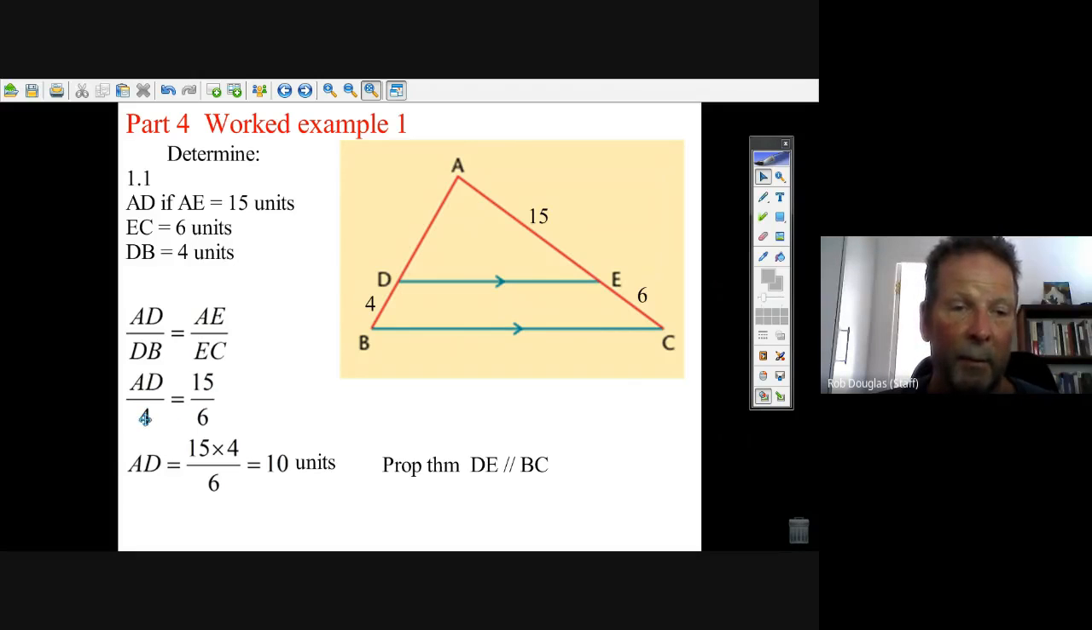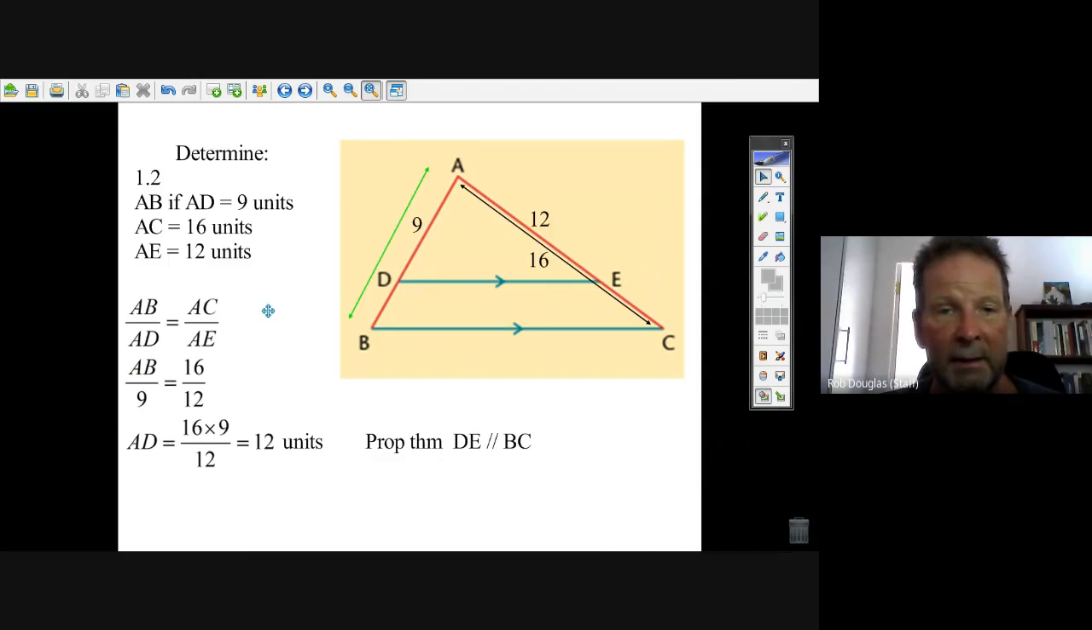Then I take the 4 and multiply it by 15, solving for AD here. I get 60 divided by 6. AD is 20 units, and I've got to remember to write proportionality theorem because DE is parallel to BC. That's why we can use the proportionality theorem.